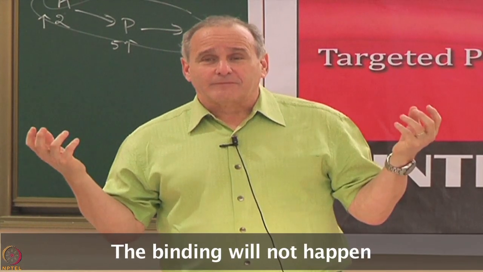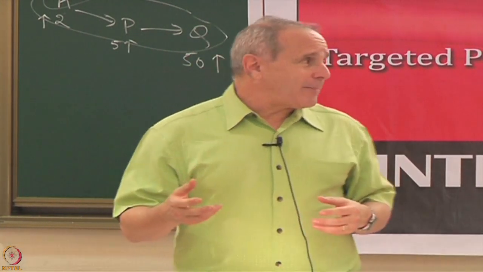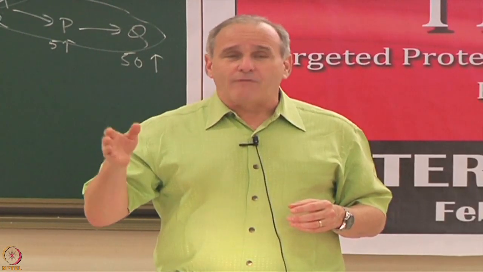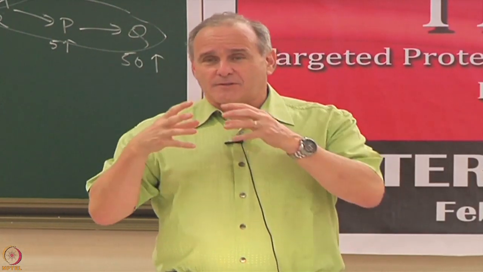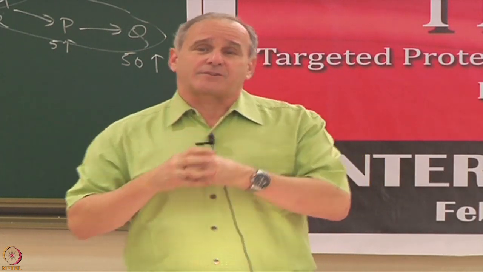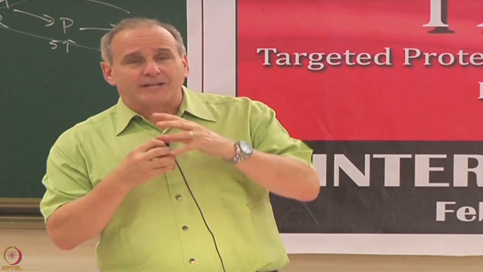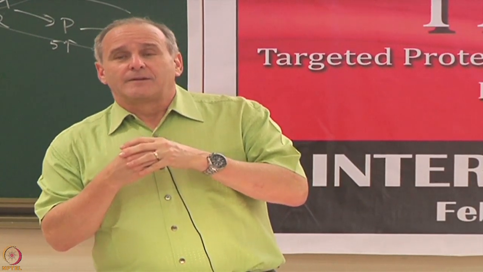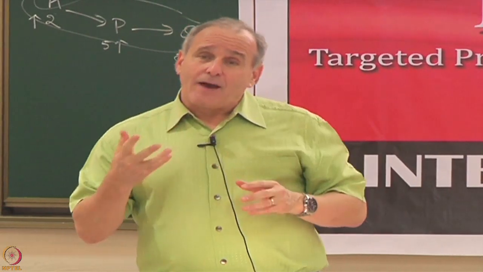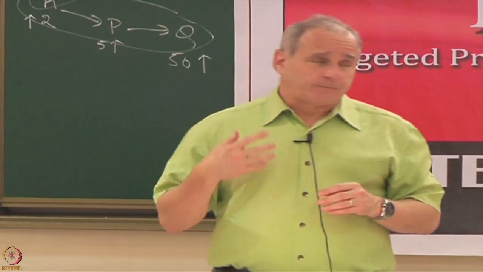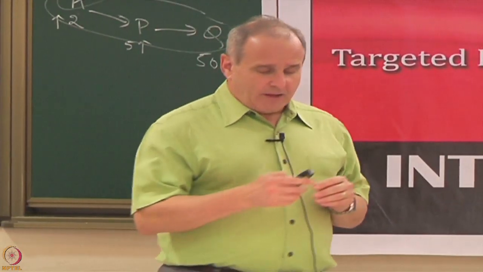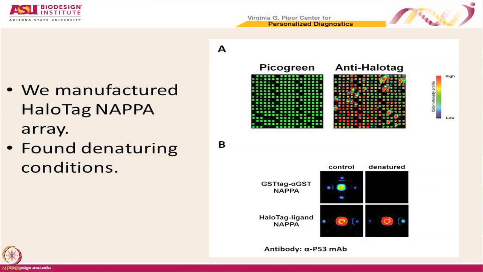So what happens when you denature antigen antibody? They fall apart, right? So if you take standard NAPPA and put it under denaturing conditions, the proteins on standard NAPPA will all fall off because they're being held there by a strong but nonetheless non-covalent interaction. So imagine now if you could attach the protein to the array in a covalent attachment. Now you could denature it and the proteins would still stay attached, right? And so that's what's shown on this slide.